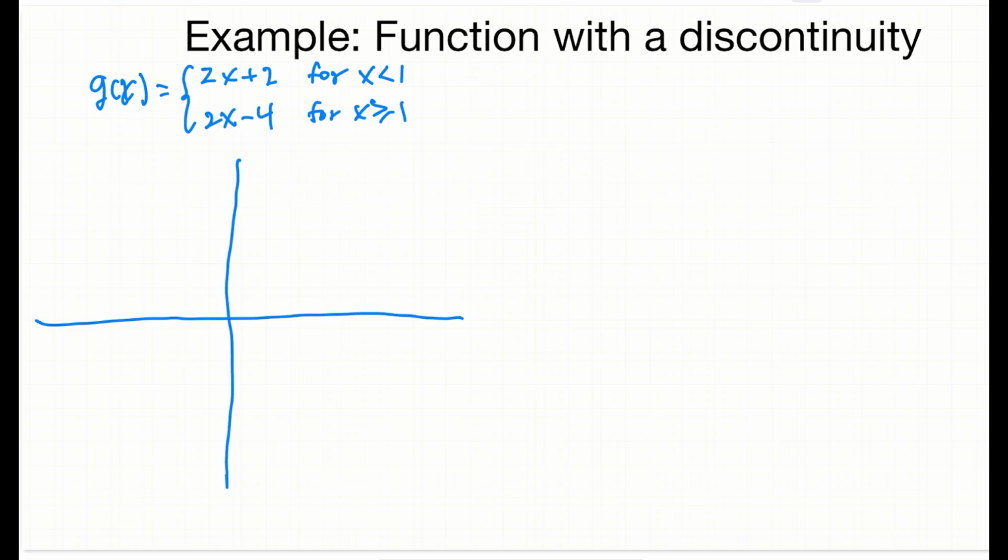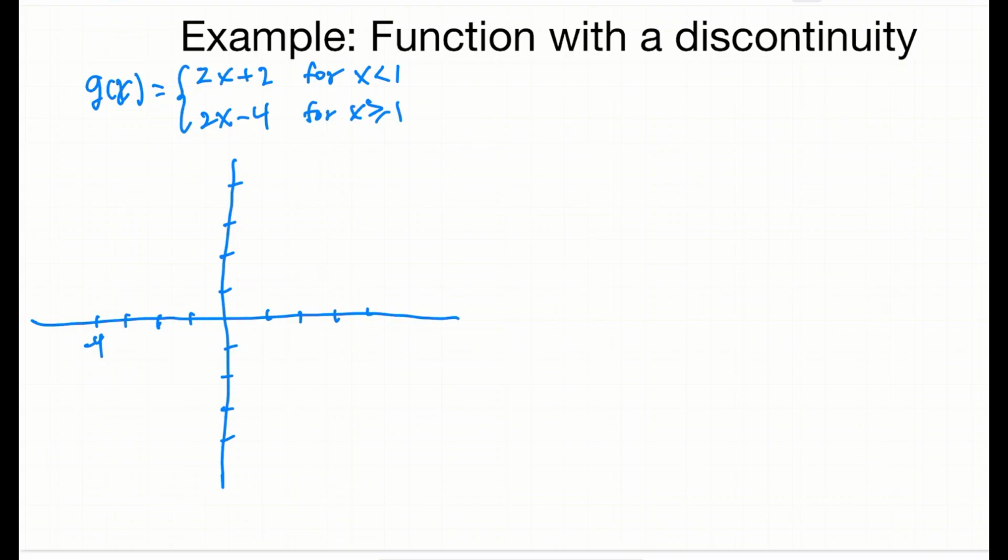So I'm going to first look at the point to the left of 1. So this is the 2x plus 2. Now x equal to 0, it's just going to be equal to 2. So let's just do 1, 2, 3, 4, and 1, 2, 3, 4, and then 1, 2, 3, 4, minus 4, 1, 2, 3, 4. So there's our x, and this is going to be our g of x right there. So we just determined that at x equal to 0, we get 2. So there's our point at x equal to 0.